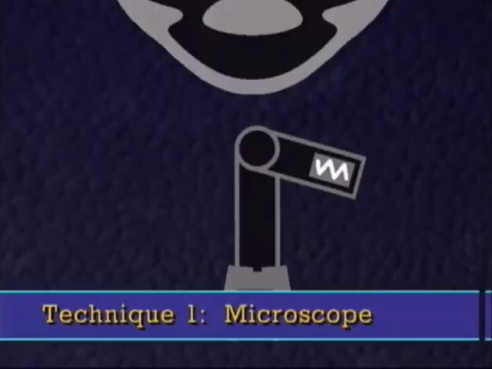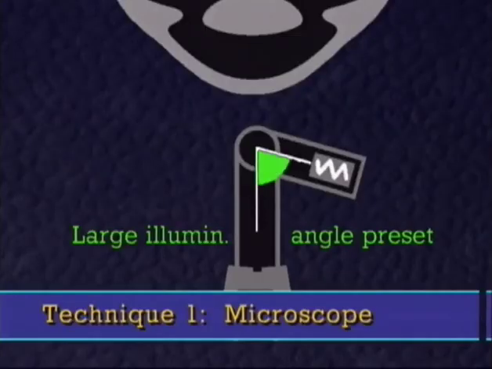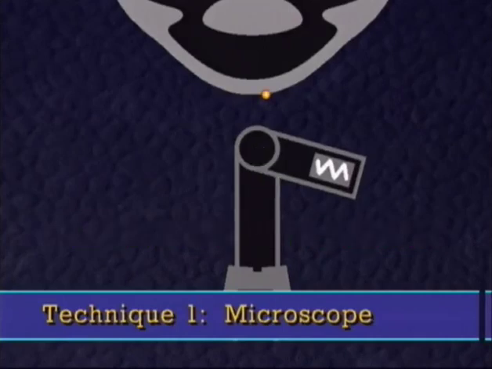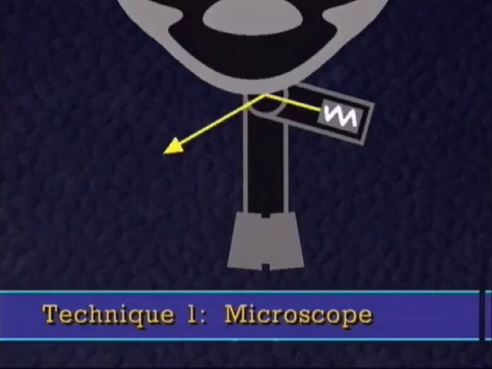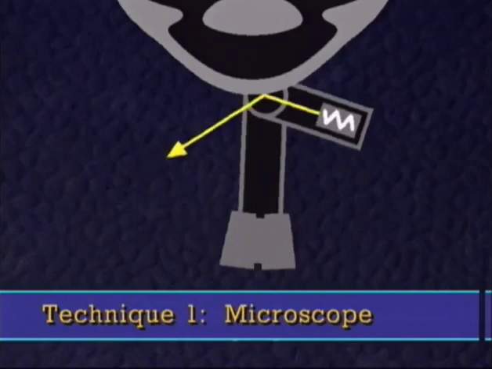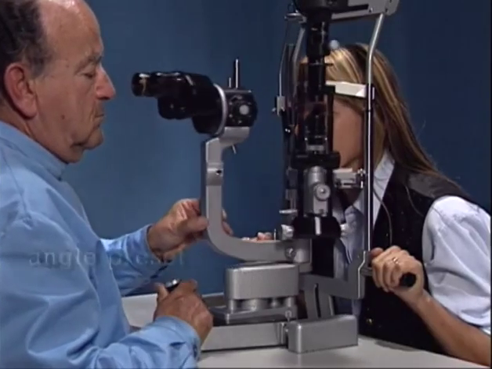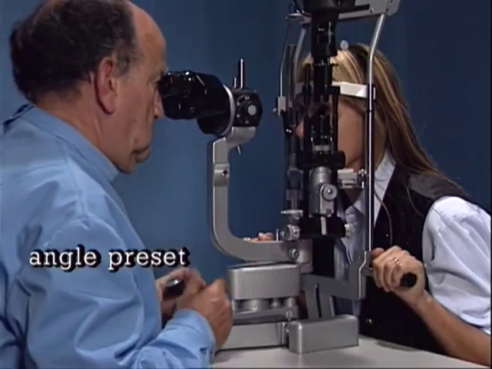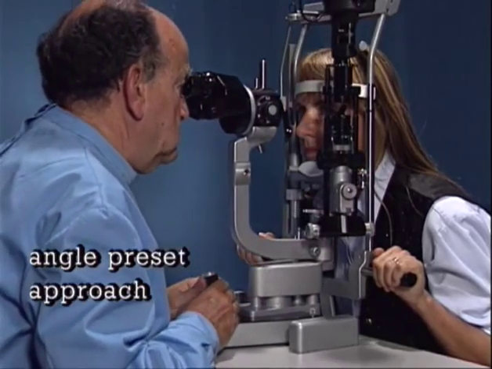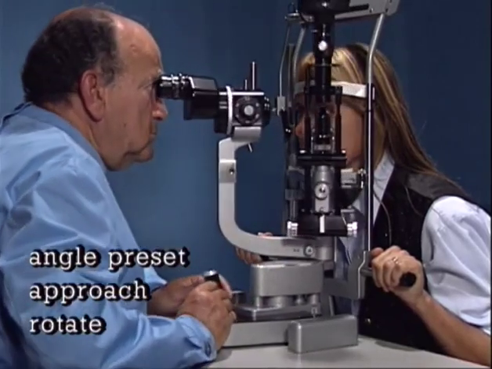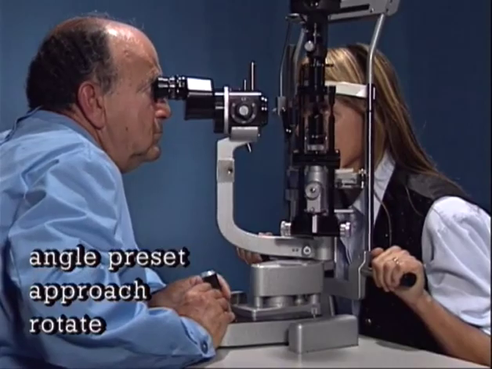Theoretically, the simplest approach is to preset a large illumination angle and then keep this angle stationary, approach the target by moving the instrument base, and rotate the microscope together with the illumination unit. The angle is large and fixed by screws. The target is approached, and then the microscope is rotated.